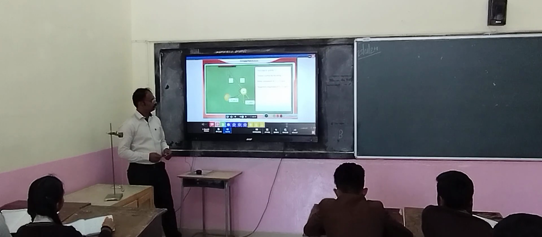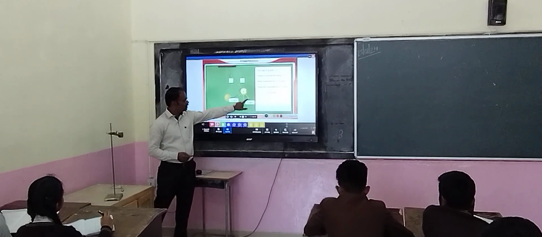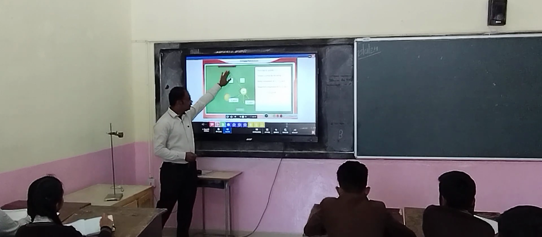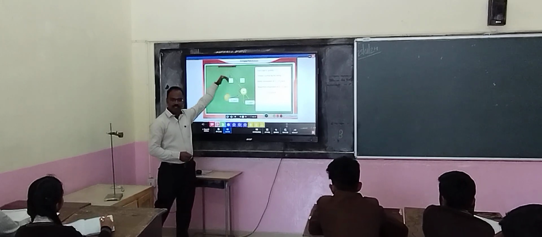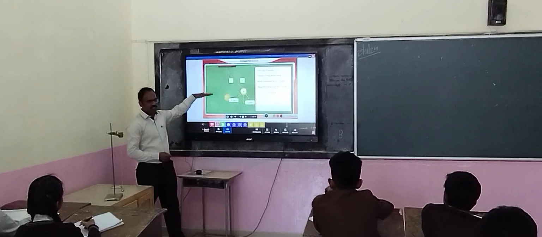Since there is no motion along the length of the string, the radial component Fg cos theta is cancelled by the tension. So here the radial component Fg cos theta is cancelled by the tension of the string. That's the reason there is no movement along the radial line. So the movement is along the tangential line.